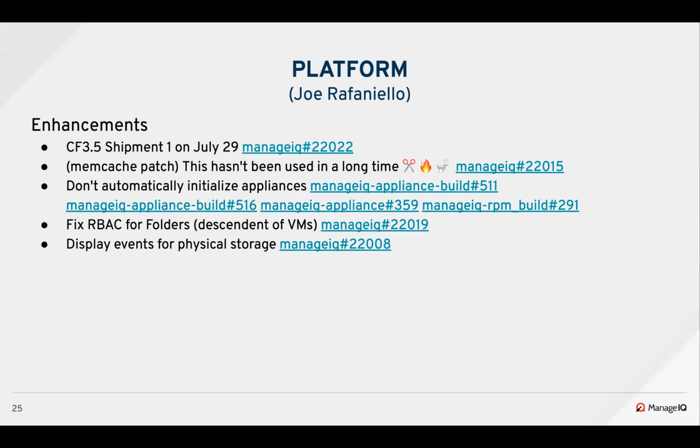Keenan fixed an issue in RBAC where we were trying to preload non-associations from virtual attributes. This was failing on Rails 6.1 while it was silently ignored in Rails 6.0. So he fixed this to work with both. Tony added the ability for physical storages to display events.